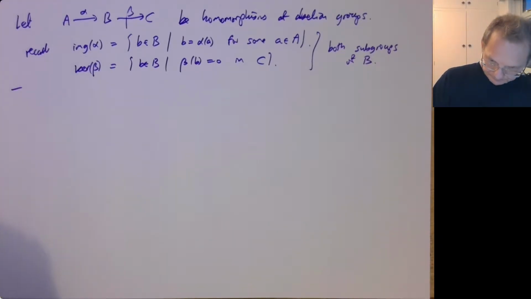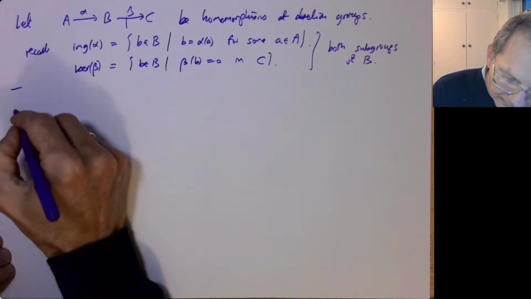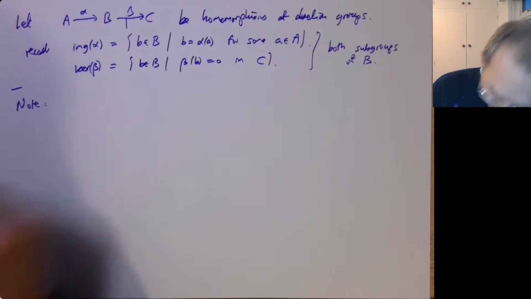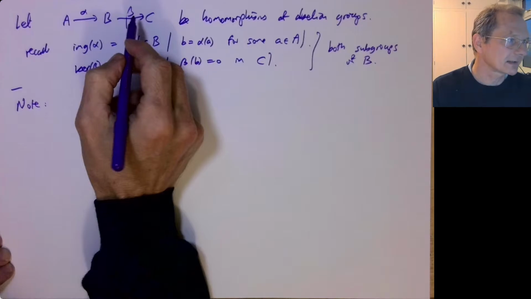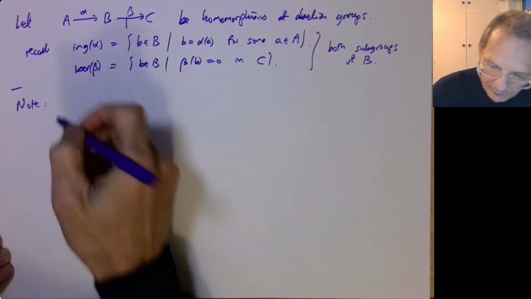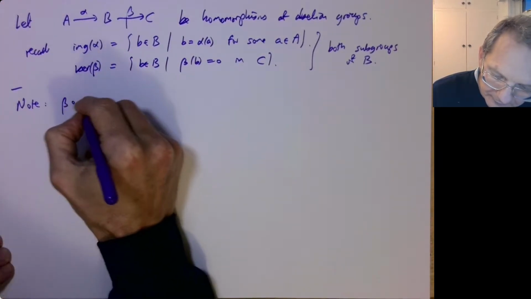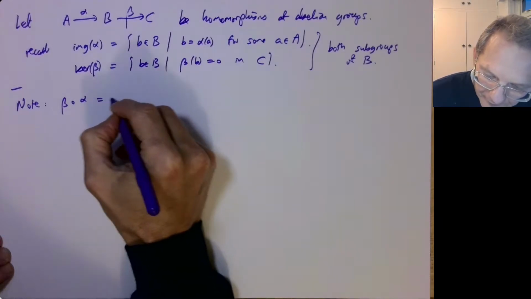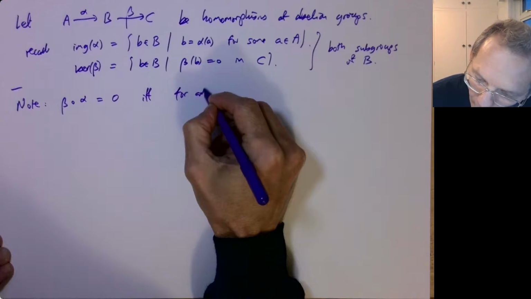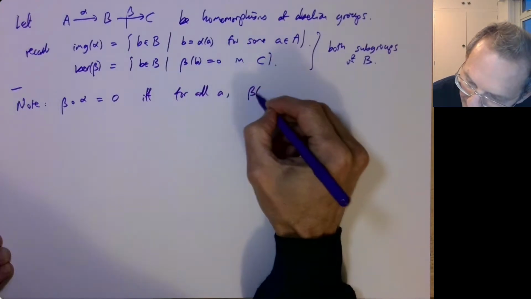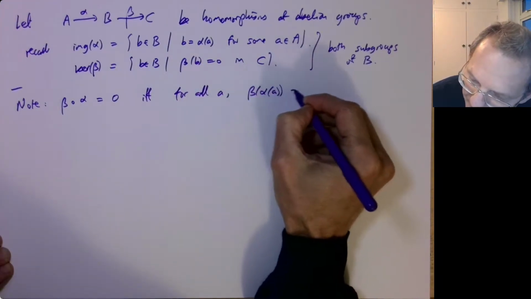And let's note, we could consider the homomorphism beta composed with alpha from A to C, and that might or might not be the zero homomorphism. So let's ask, when is beta composed with alpha equal to 0? That means that for all a, beta of alpha of a is 0.